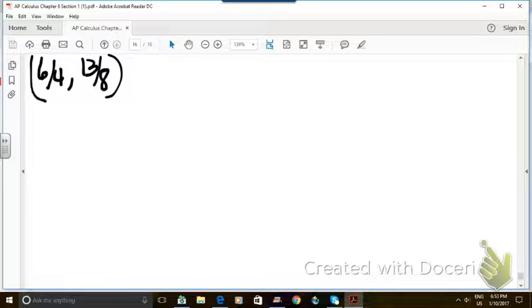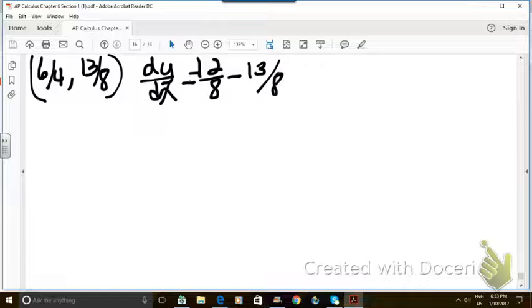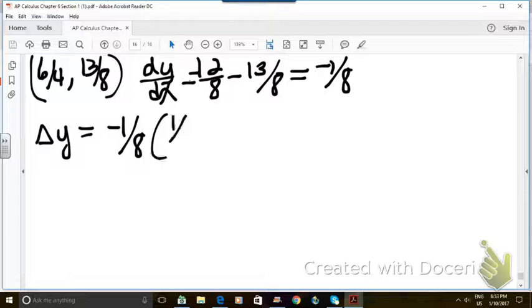Do it again. We have 2 more steps. So dy/dx equals x minus y again, same formula. So 6/4 minus 13/8, which is the same as 12/8 minus 13/8, which equals negative 1/8. And delta y equals dy/dx times delta x, which is negative 1/32.